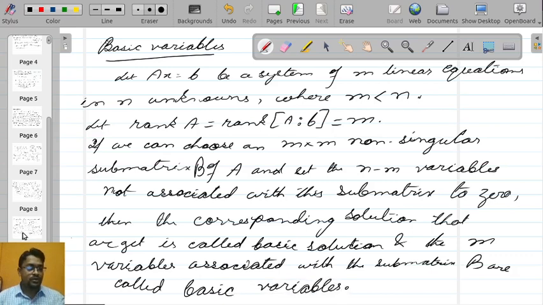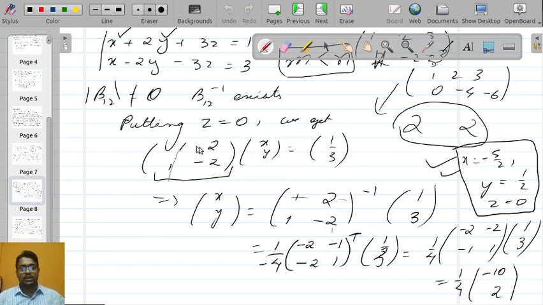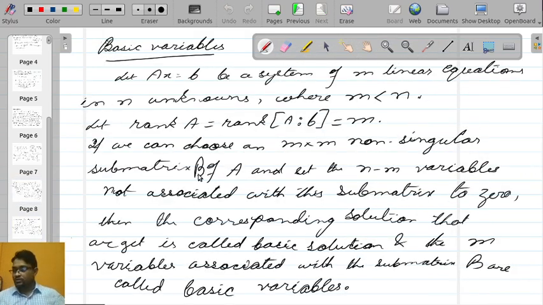Okay, so in the example that we had done, suppose here, what are the basic variables? X and Z, they are the basic variables. Y is a non-basic variable. In the earlier example, X and Y were basic variables. Z is a non-basic variable. Right? So that is the definition of basic variables.